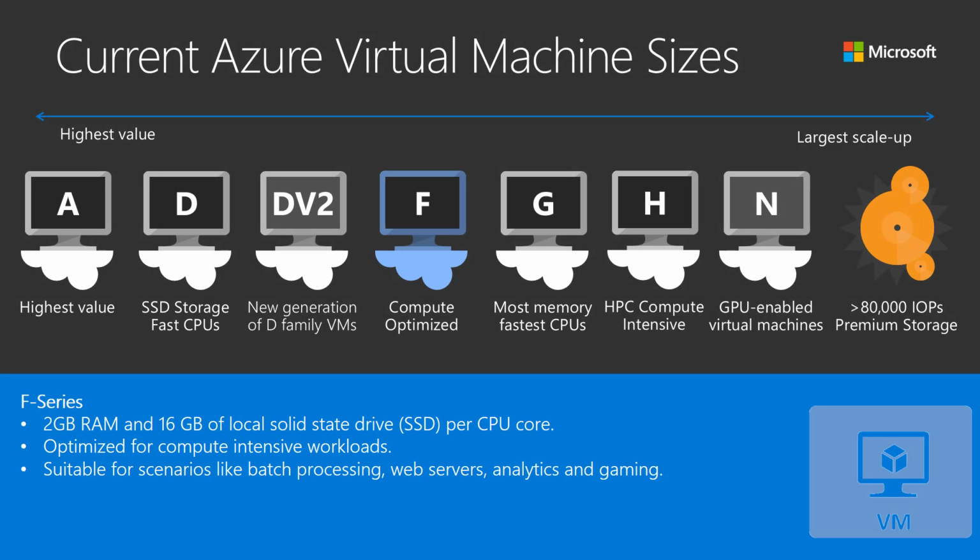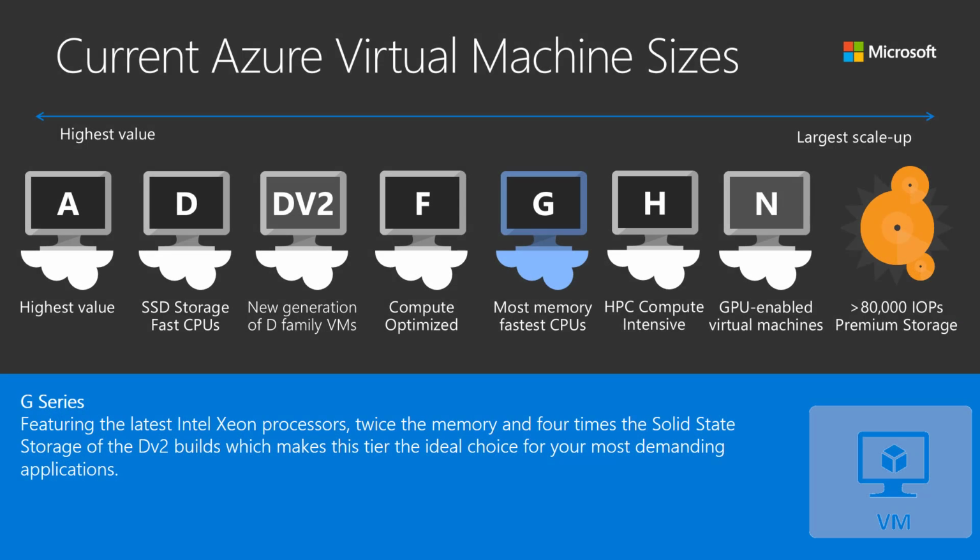The F-Series virtual machines are configured for compute-optimized, low-memory deployments and support 2 GB of RAM and 16 GB of local solid-state storage per CPU core. Personally, for me, this tier represents a much simpler understanding because the numeric value after the series letter now actually represents the number of cores. I realize that this was a cause for confusion and I'm pleased to say that moving forward, all new tier releases will adopt this model. The F-Series can achieve clock speeds of up to 3.1 GHz and are a smart choice for batch processing, web, analytical and gaming scenarios.